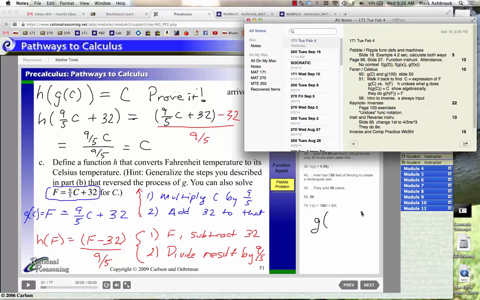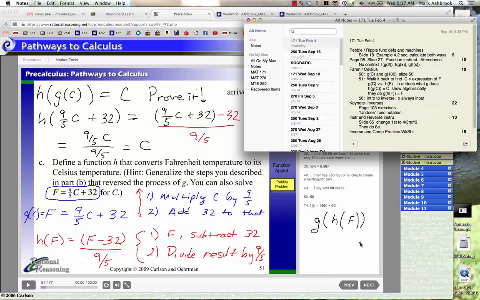What is the input into G? In general, what kind of thing is the input into G? What quantity? Earth to class. Celsius, degrees Celsius, right? That was the first function we looked at. So would it be fair to put in H of something into that? Will G accept that? Because the output of H is degrees Celsius, and that's what G accepts.